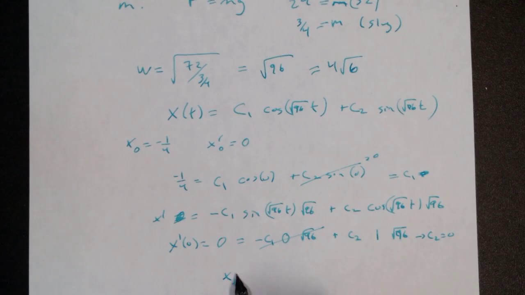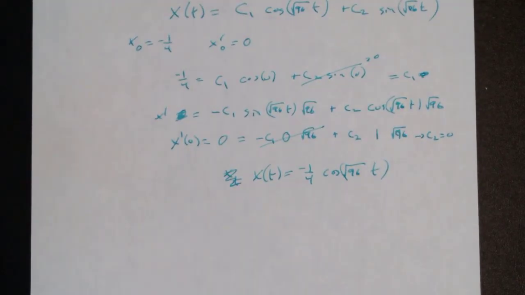So x of t is negative 1/4 cosine square root 96t. Now, my first question to you, if this cosine is negative, does that make sense? Well, our x0 was negative 1/4, right? Means I start with my weight held up a bit, and then I let it go. So it starts its motion from the negative side, because we said down was positive. Starts up here, which is negative, and becomes positive. So that does make sense for a cosine to go this way.